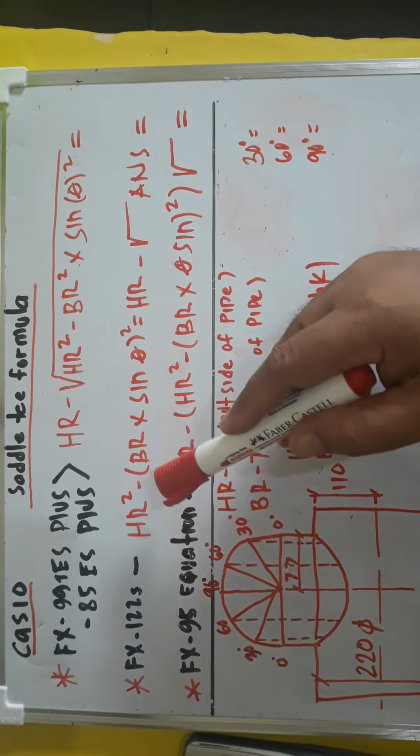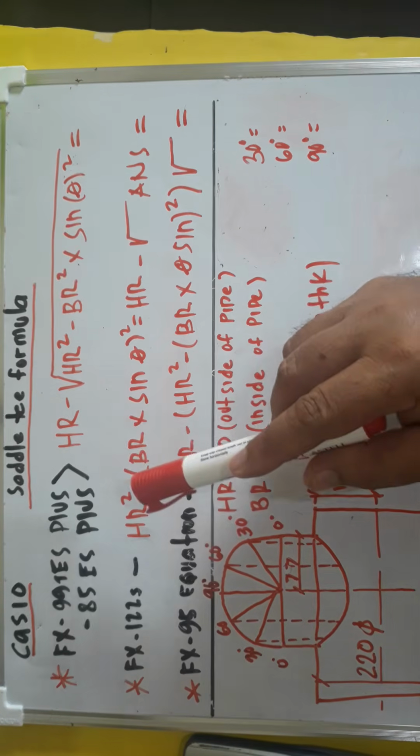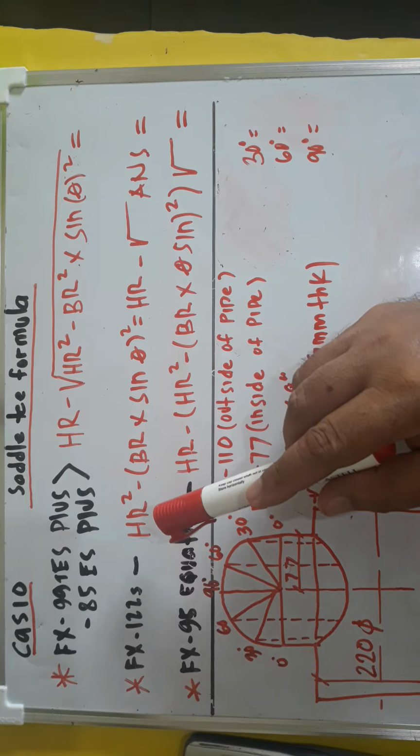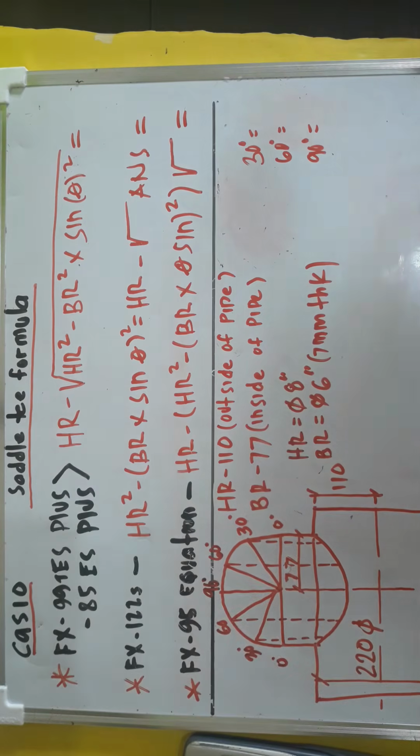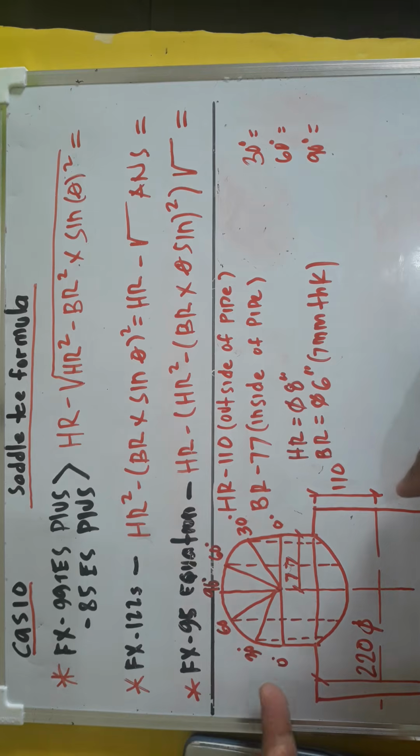And I have here some derived formulas according to the models and series of a Casio calculator. Let me show you how and why. But before I start, let me explain first. And this is the example of a LATERAL-Y.